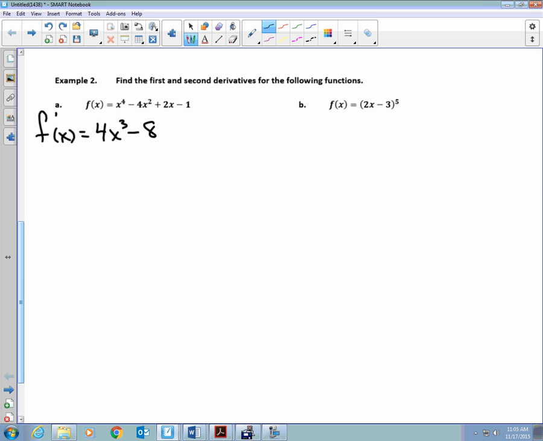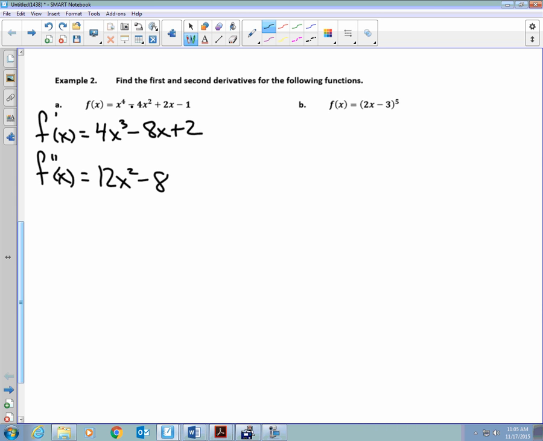Minus, plus, f double prime. First derivative, second derivative. And yes, this is a problem where we will actually spend a decent amount of time taking the first and second derivative of ones that look like that. But that's not going to be an AP question.